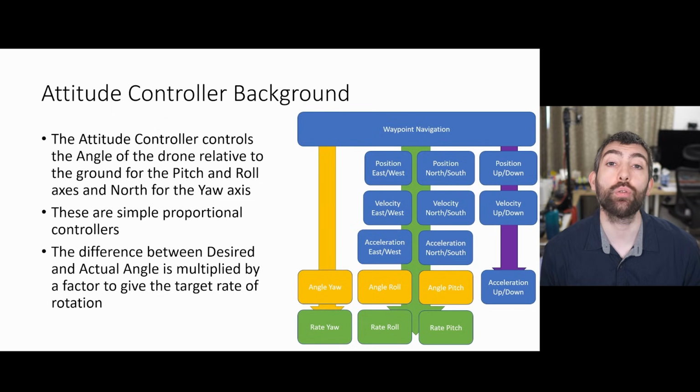Now let's talk about tuning the attitude controllers. The attitude controllers are simple proportional controllers that control the angle of the drone relative to the ground for the pitch and roll axes and relative to north for the yaw axis. The difference between desired and actual angle is multiplied by a factor to give a target rate of rotation, and that target rate of rotation is passed through into the rate PID controller.